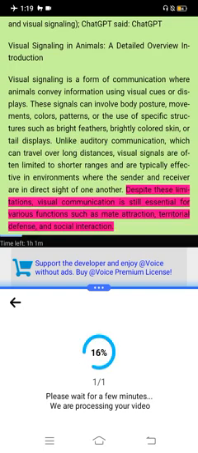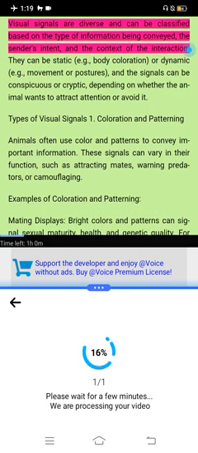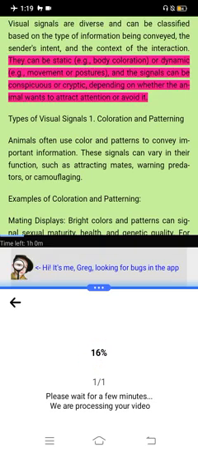Limitations aside, visual communication is still essential for various functions such as mate attraction, territorial defense, and social interaction. Visual signals are diverse and can be classified based on the type of information being conveyed, the sender's intent, and the context of the interaction. They can be static, e.g., body coloration, or dynamic, e.g., movement or postures, and the signals can be conspicuous or cryptic, depending on whether the animal wants to attract attention or avoid it.